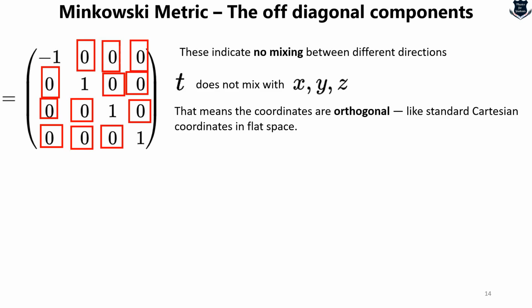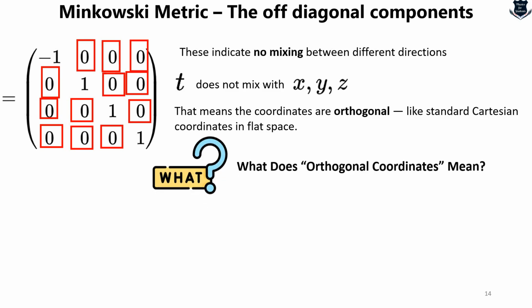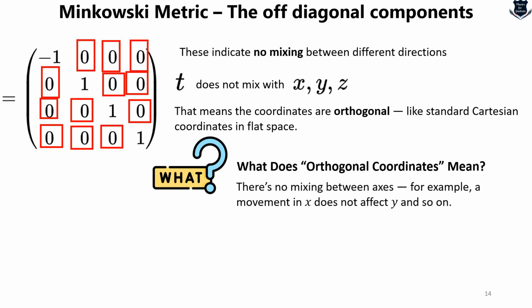Obviously, just like Cartesian coordinates in flat space, they are 90 degrees. It follows the same rule. So when I say orthogonal here, what does orthogonal mean? That means there is no mixing between axes. So a movement in the x-axis really doesn't have any effect on the y-axis and so on.